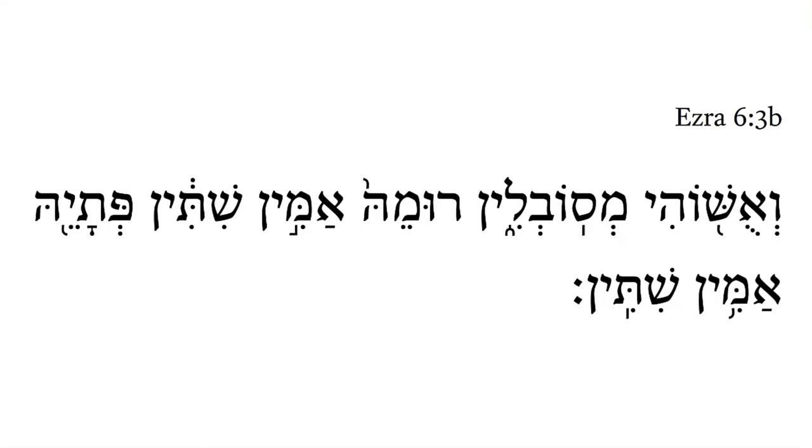Ezra 6:3b. V'ushohi masovalin rumei amin shetin pataye amin shetin. And that brings us to the Silluq and Sof Pasuq of the verse. So we go back to the beginning.